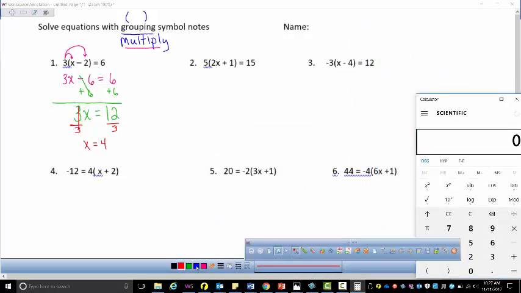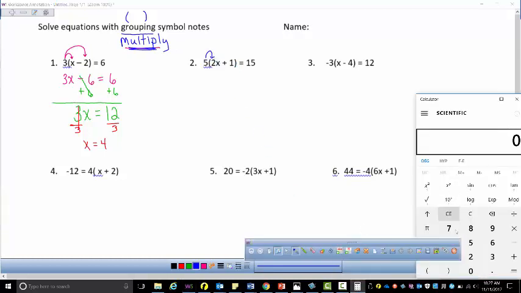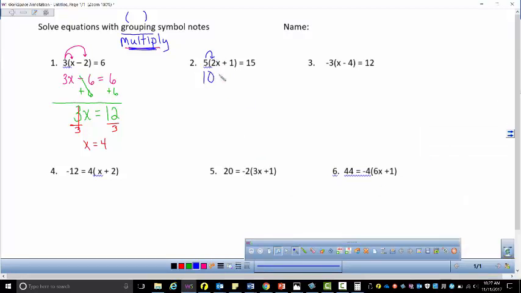Okay, now we're going to do the next example. So this time I have 5 times the quantity of 2x plus 1 equals 15. Parentheses mean multiply, so we're going to multiply. So we're going to do 5 times 2, and if you need to, get out the calculator. 5 times 2 is 10, so I get 10x. And then I'm going to do 5 times 1 is 5. These are positive, so it's plus, equals 15.